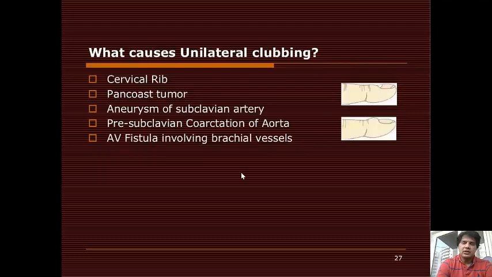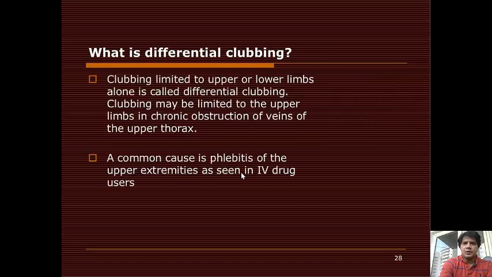Now, unilateral clubbing. Generally, as we were talking, it is systemic, but sometimes it can be unilateral because there will be a local block. For example, if you have a cervical rib, you have Pancoast tumor, then you have aneurysm of subclavian artery. Again, you are seeing something around the great vessels and the upper part of thorax, pre-subclavian coarctation of aorta, or AV fistula, right? The arteriovenous communication is impaired. There is a fistula formation, just like a shunt. That is a man-made shunt.